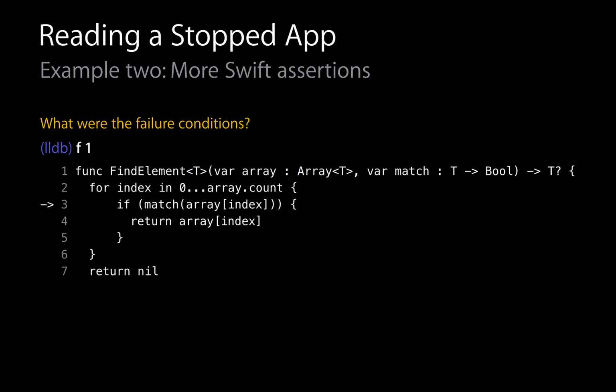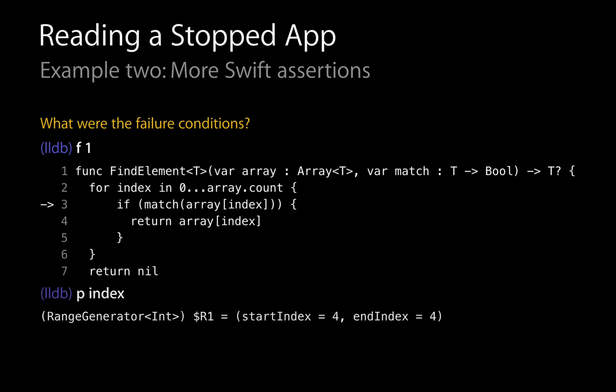There's some problem here. Maybe some of you have figured it out. But the way I would look at this is I would look at the current index into the array, again, using the print command, which is short for expression. In this case, we see that the index is at the fourth element of the array. Well, let's look at the array. The count property of the array is 3. We've walked too far. Well, what happened here? We used array.count, right? Didn't we?